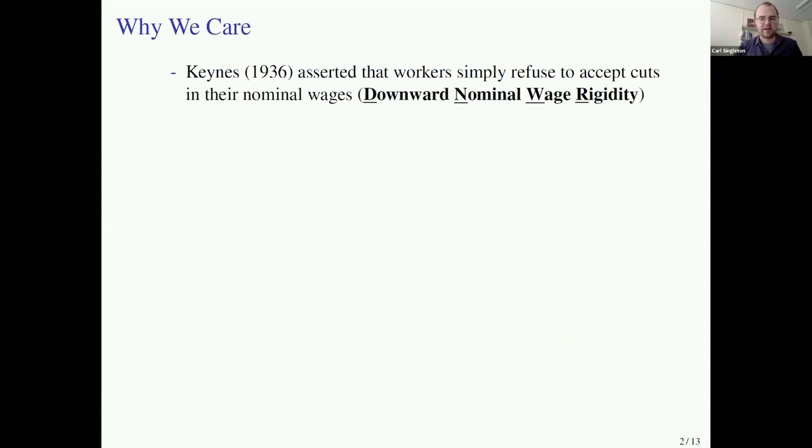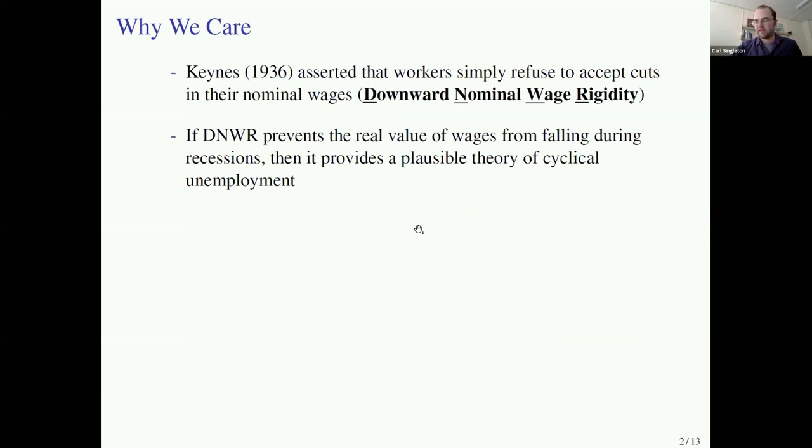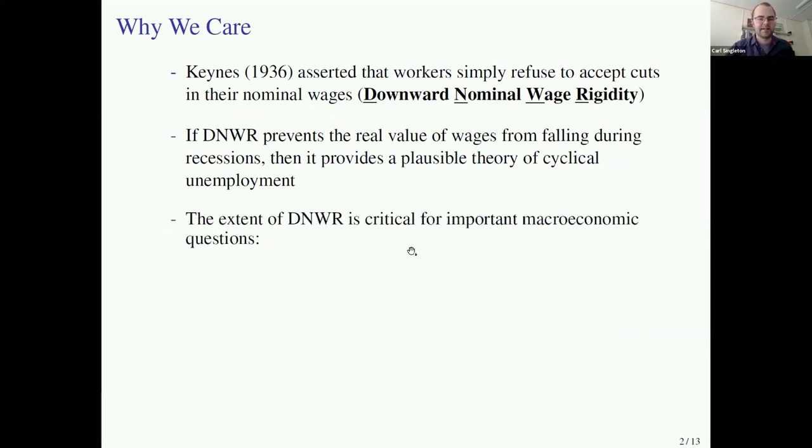It's good to always start with Keynes and go back to some Econ 101. So Keynes asserted that workers simply refuse to accept cuts in the nominal wages, and that's what we refer to as downward nominal wage rigidity. As I'm sure we all know here, if we have that downward nominal wage rigidity in the labor market, it prevents the real value of wages from falling during a recession and thus would lead to a plausible theory of cyclical unemployment.